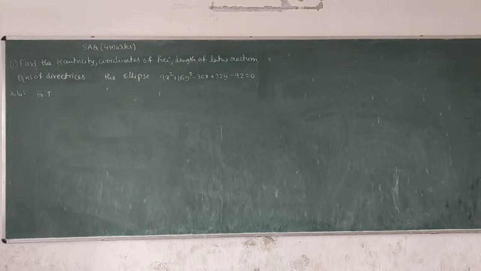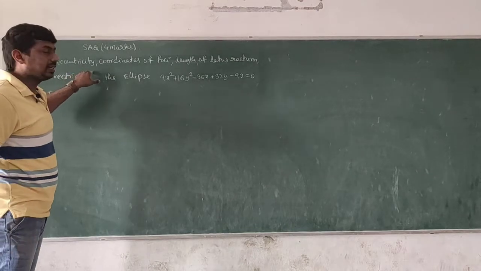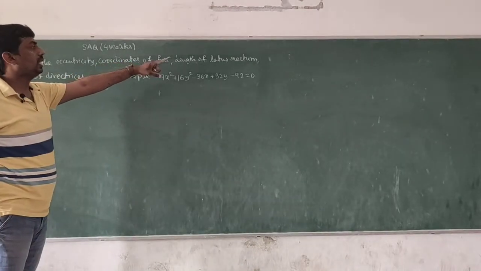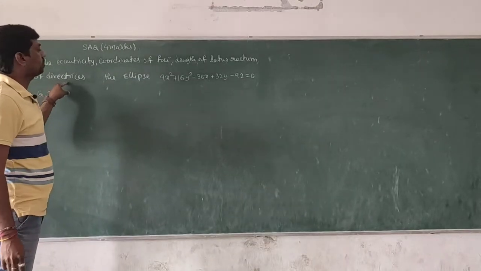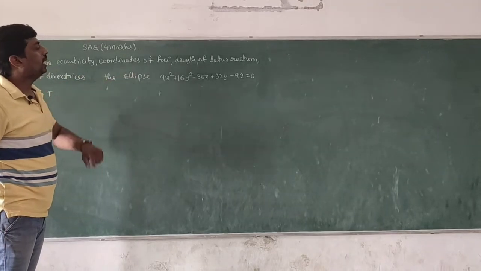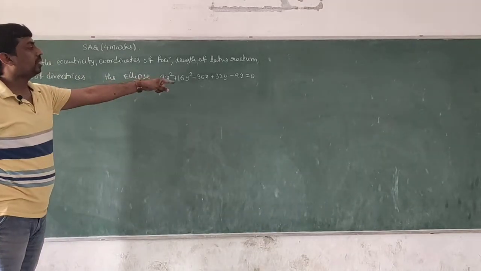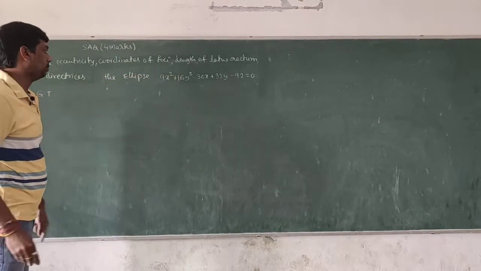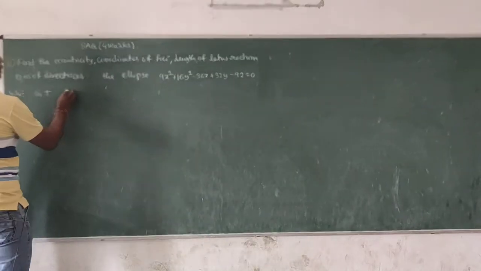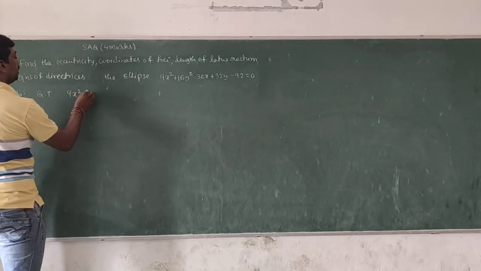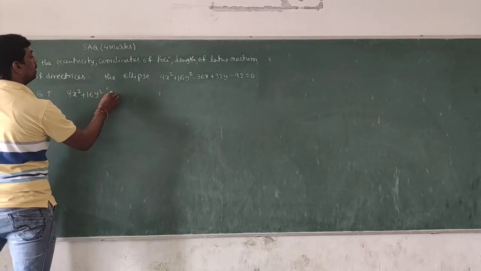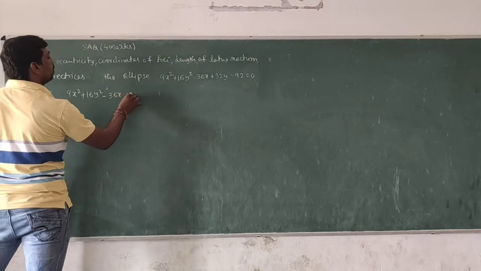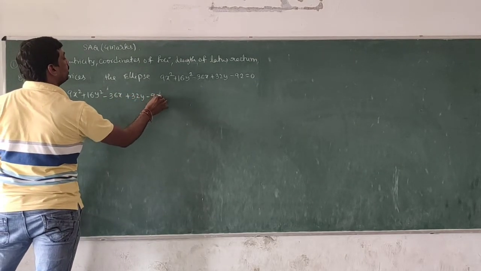Yes, students, next continuation, second question. Find the eccentricity, coordinates of the foci, length of latus rectum, equations of the directrices of the ellipse 9x square plus 16y square minus 36x plus 32y minus 92. Okay. So first, given equation 9x square plus 16y square minus 36x plus 32y minus 92.